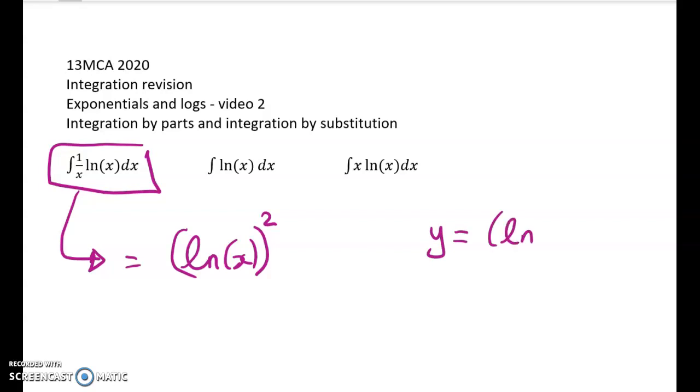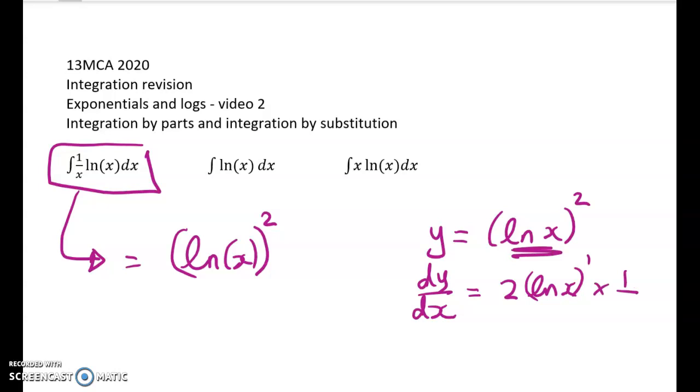So if we had y is equal to the natural log of x squared, then dy by dx by the chain rule would be 2 times the log of x to the power of 1 times the derivative of the inside function. And you can see that that's almost exactly what we've got. So all we need to do to integrate this is to go the log of x squared times 1/2 plus c. So that's great once you're at a level where you can spot that straight away. Most of you probably will be doing that question by inspection.